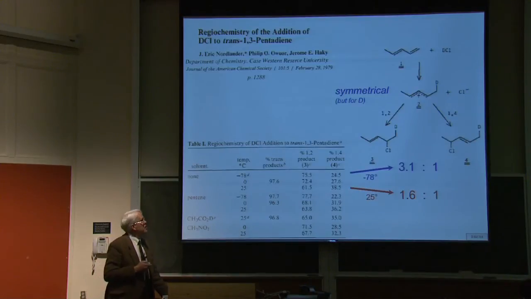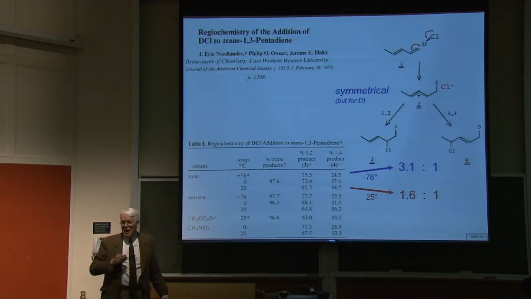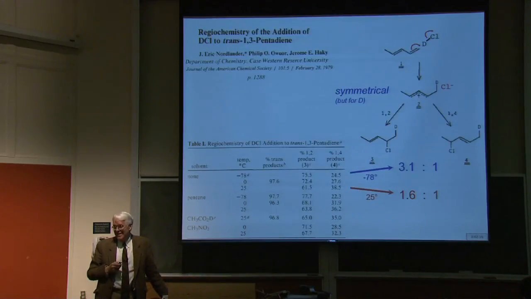Well, let's look at the mechanism. The first thing that happens is we put a proton on and generate this cation and also chloride. Now do you have an idea? Aisha? It's closer.